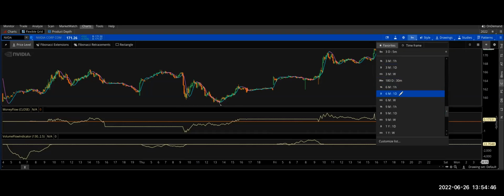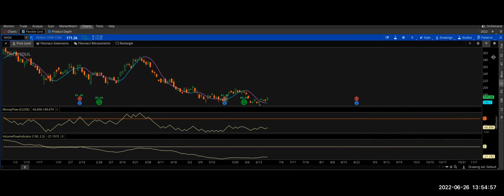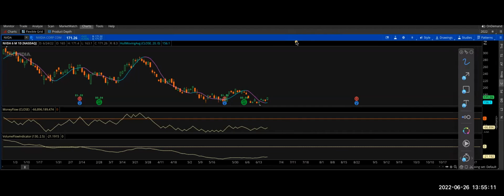Let me do a 6 month, 1 day chart. This will show you divergences, bullish divergences and bearish divergences. When you're trying to figure out what's going on, price action lies all the time, right? When you're using a money flow indicator, you're going to see money is flowing out of a stock right here. This is a prime example.